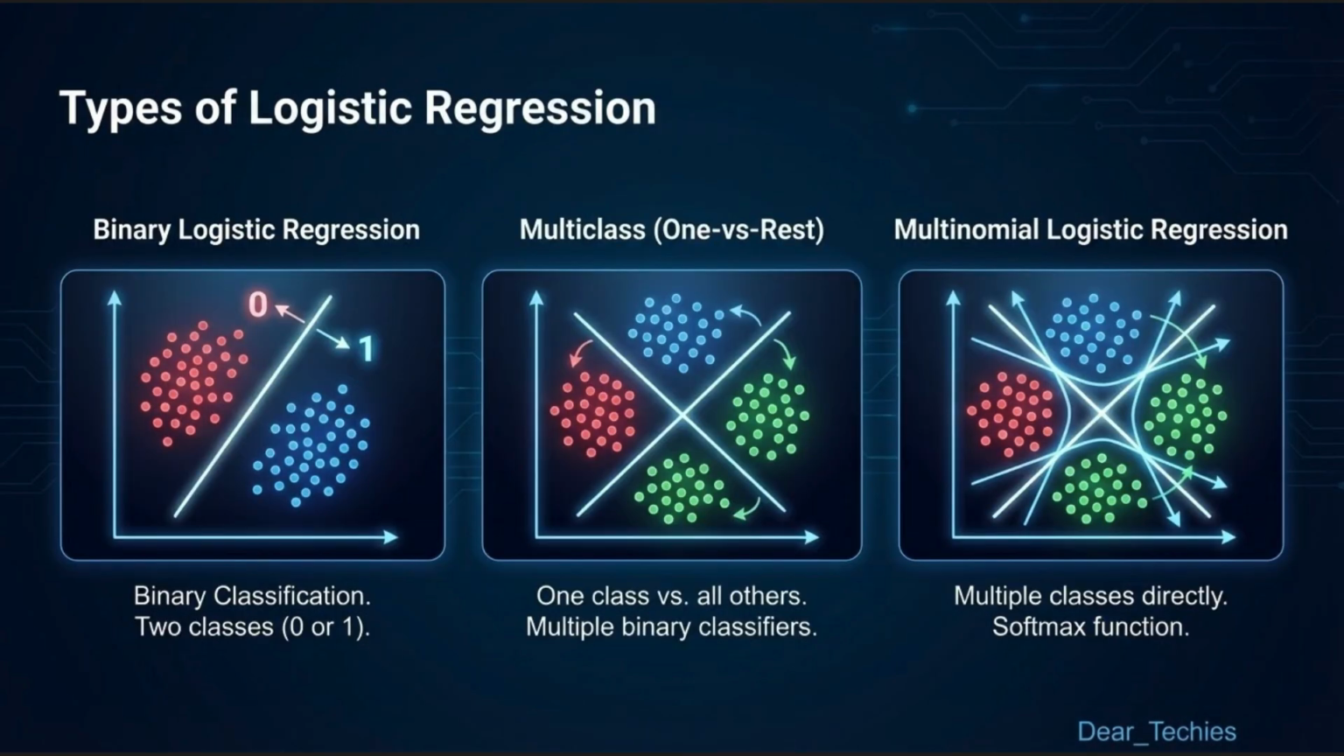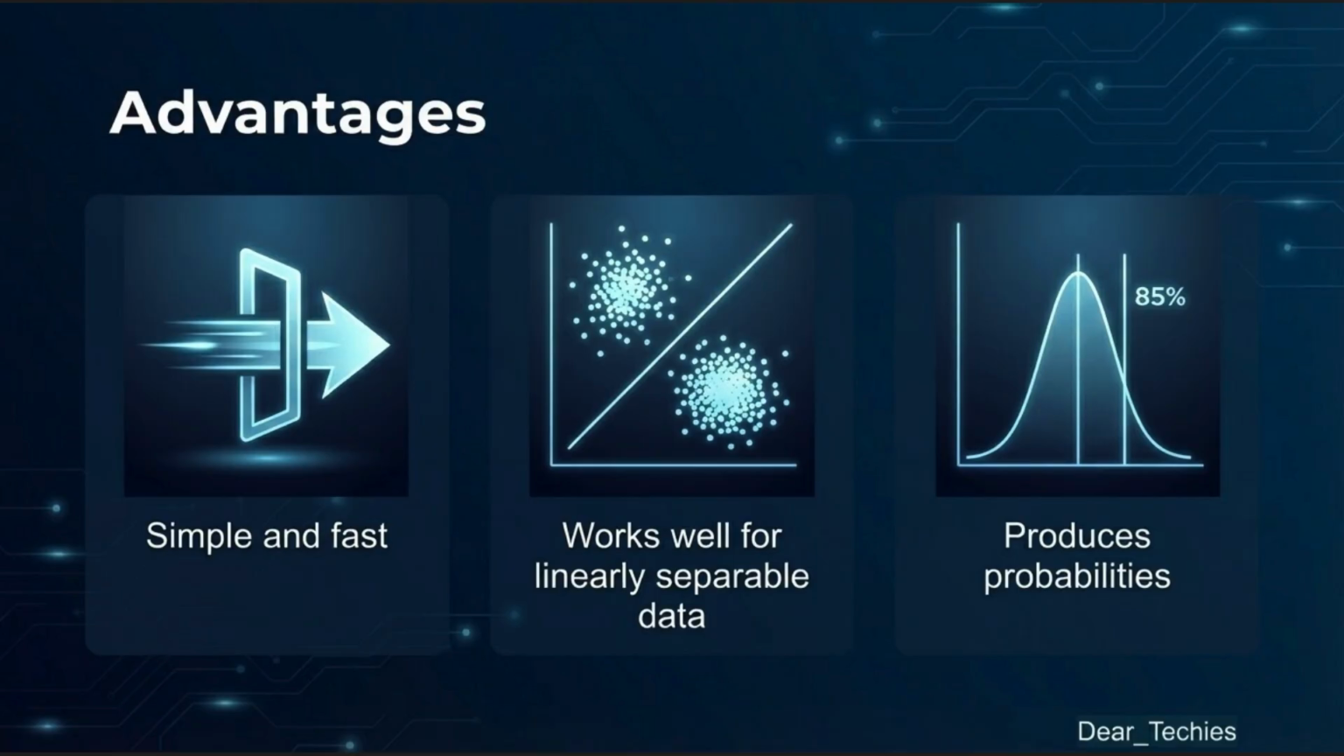There are different types of logistic regression. Binary logistic regression is for two classes like yes, no, or spam, not spam. Multiclass logistic regression handles more than two classes by training one model per class. Multinomial logistic regression is another variation used for multi-category problems.